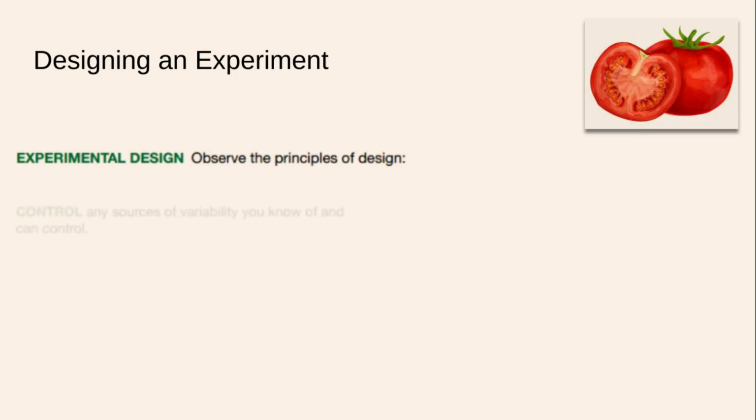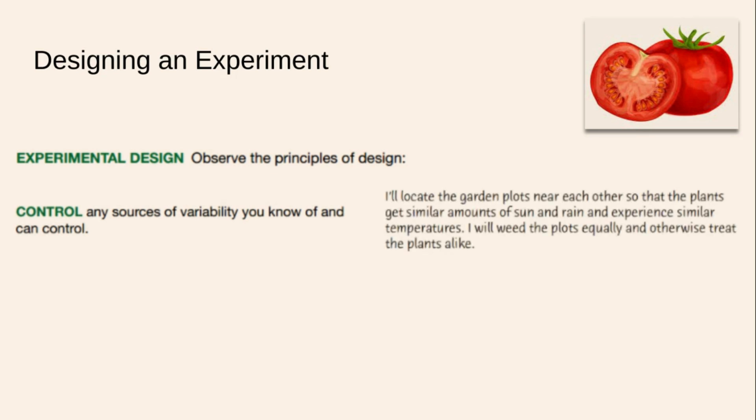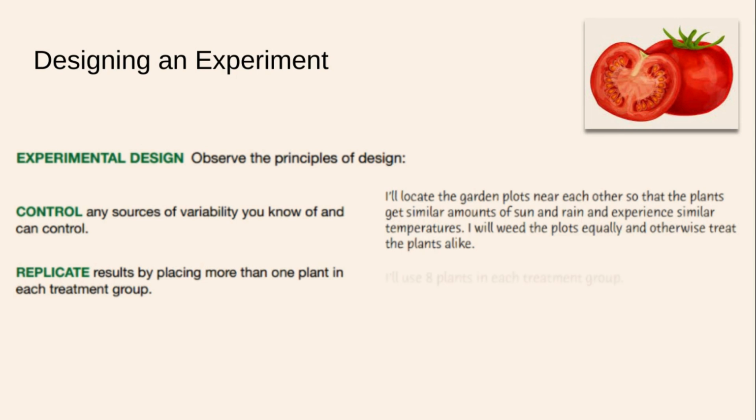We're going to control first, control any sources of variability you know of and can control. So the book says that they will locate garden plots near each other so that the plants get similar amounts of sun and rain and experience similar temps, and weed the plots equally and otherwise treat the plants alike. So we're going to treat the plants well and treat them alike. Then we can replicate results by placing more than 1 plant in each treatment group. That seems obvious. We'll use 8 plants in each of the treatment groups. 8 for the control treatment, 8 for the half-dose treatment, and 8 for the full-dose treatment.